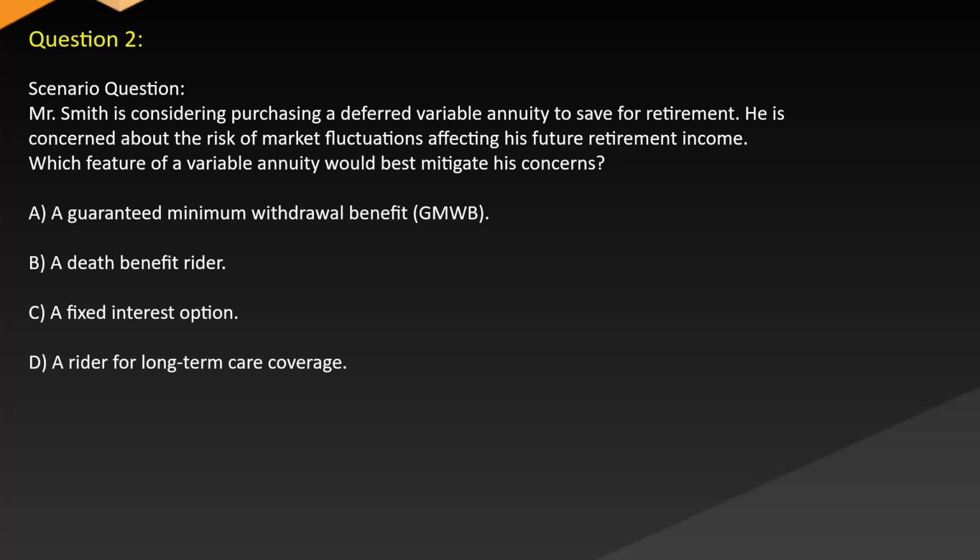Question 2. Scenario question. Mr. Smith is considering purchasing a deferred variable annuity to save for retirement. He is concerned about the risk of market fluctuations affecting his future retirement income. Which feature of a variable annuity would best mitigate his concerns? A. A guaranteed minimum withdrawal benefit. B. A death benefit rider. C. A fixed interest option. D. A rider for long-term care coverage.